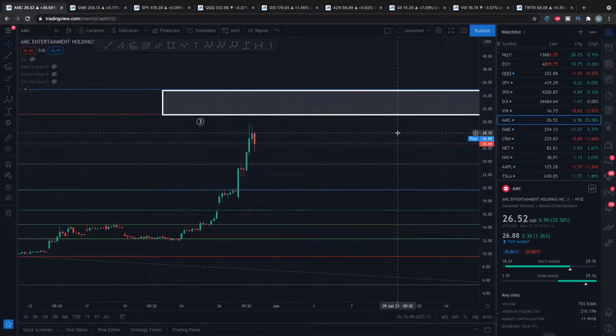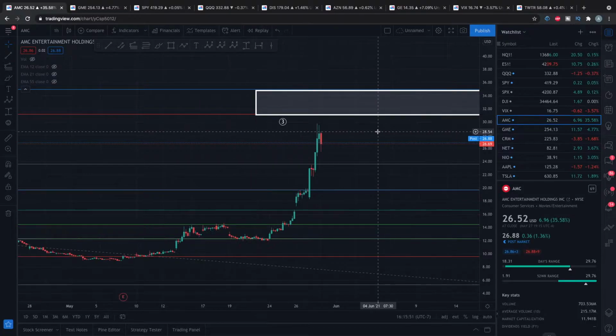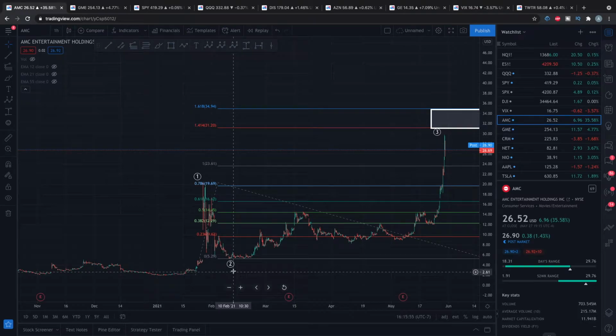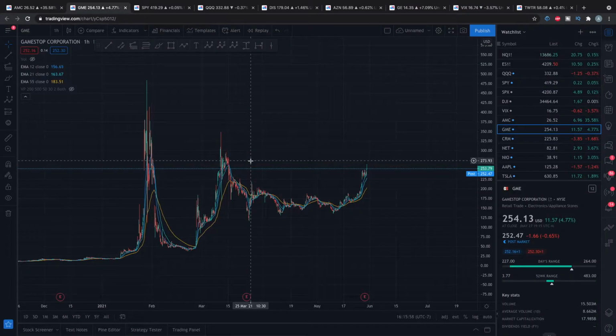We're disregarding wave theory here because wave theory is a little bit hard to use when the wave 1s are very strong like this. Another example is GameStop, which I'll go into after AMC.